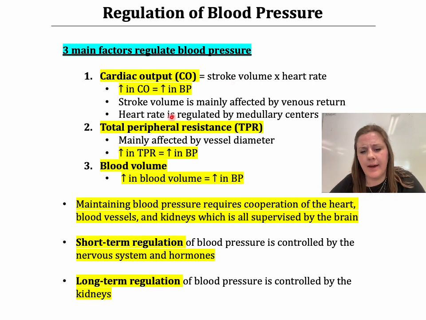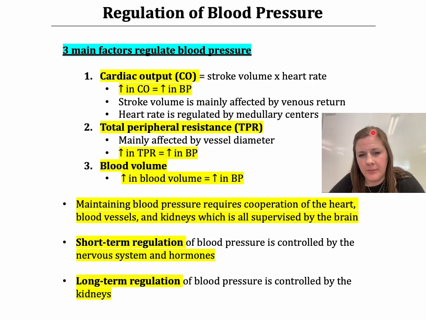So for cardiac output, right, that's the amount of blood ejected from the heart every minute. And the 2 factors that determine it are stroke volume and heart rate. Well, stroke volume is the volume ejected with each stroke, with each heartbeat. Heart rate, number of times the heart beats per minute. Collectively, that creates the cardiac output. If you have an increase in cardiac output, you're going to have an increase in blood pressure, and vice versa.